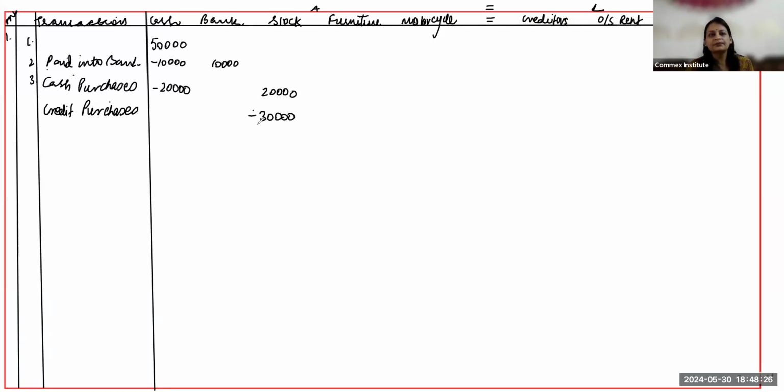And my creditors are increasing by 30,000. So in this column only, you have to write 30,000, where you have credit purchase. Now I'm drawing my new equation. So after the third transaction, I'm drawing the new equation.